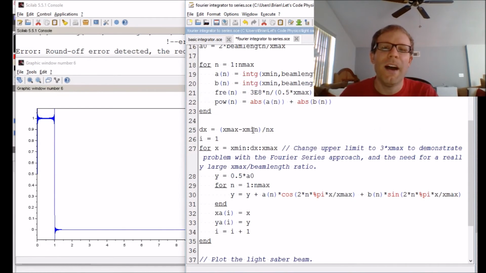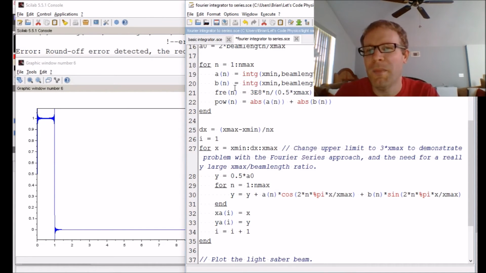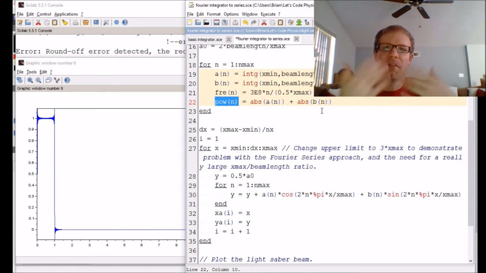So we've talked about sort of what the lightsaber would look like. Let's talk about the power requirements. Because when you think about it, for every one of those waves I add in, it's going to require more energy from the power source of the lightsaber, right? And so, roughly speaking, you could say that the absolute value of each of these A's and B's is sort of the power required for that wave.